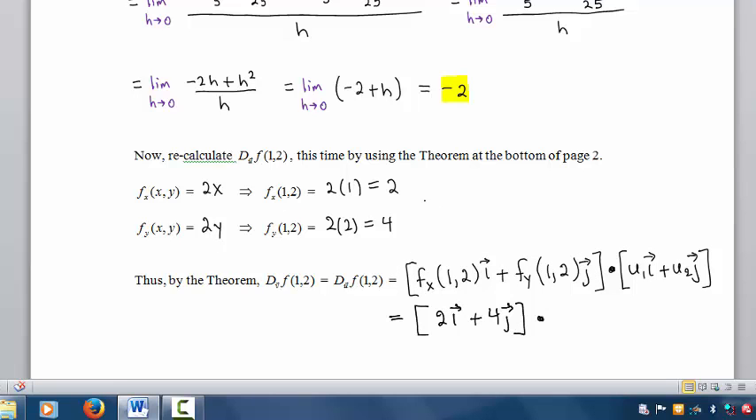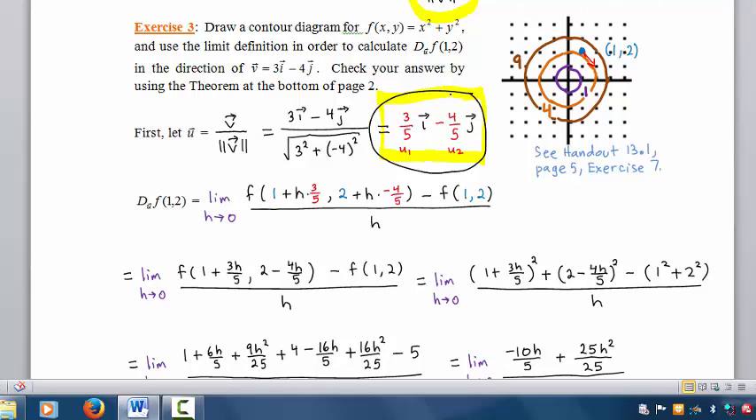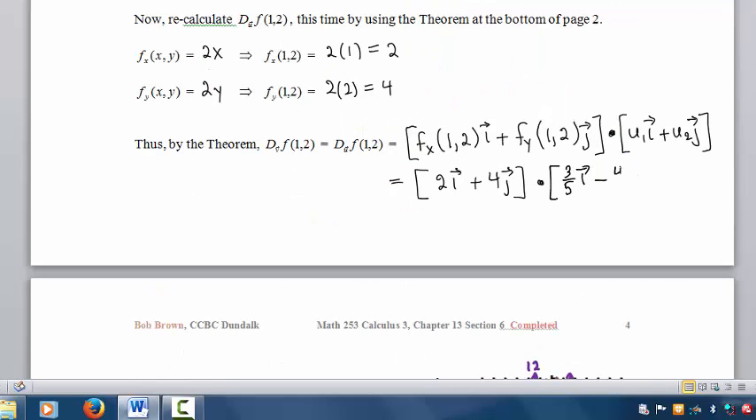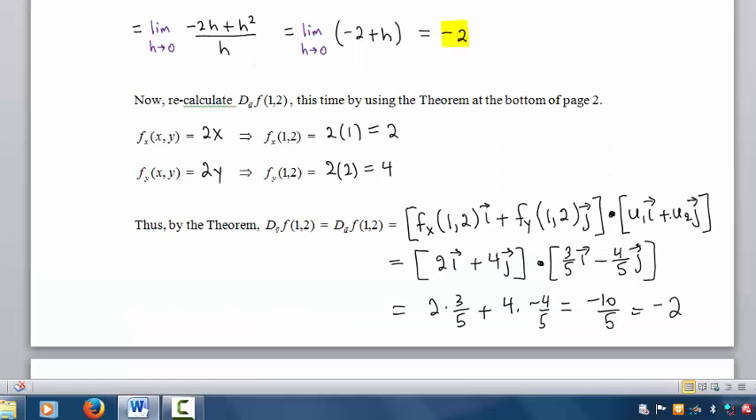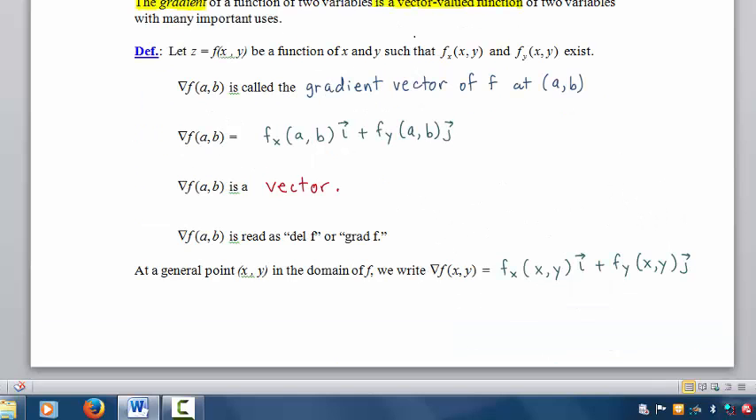Our result from above gives us a gradient vector 2i plus 4j, and u was determined at the beginning of exercise 3, circled here. We get 6/5 minus 16/5 is negative 10/5, which is negative 2. That matches the limit definition value answer from above. At the bottom of page 4, here is where we give the name gradient vector to this entity.